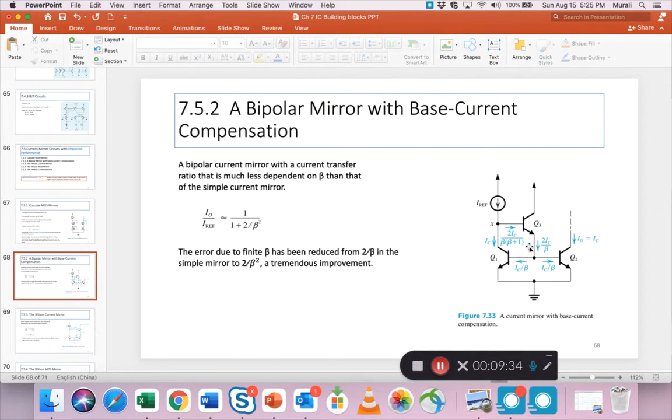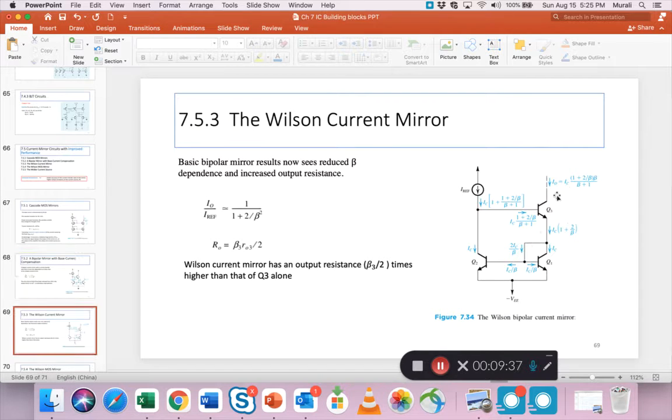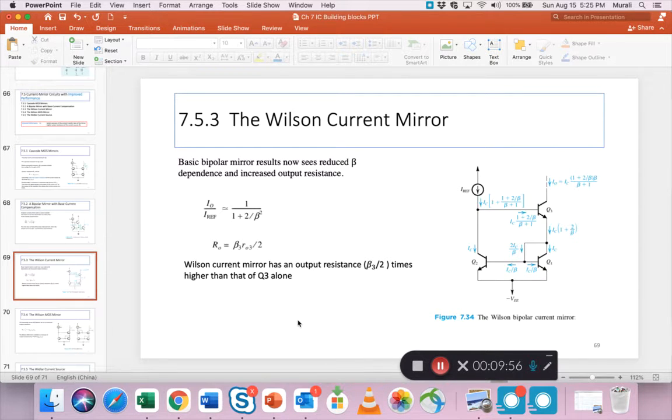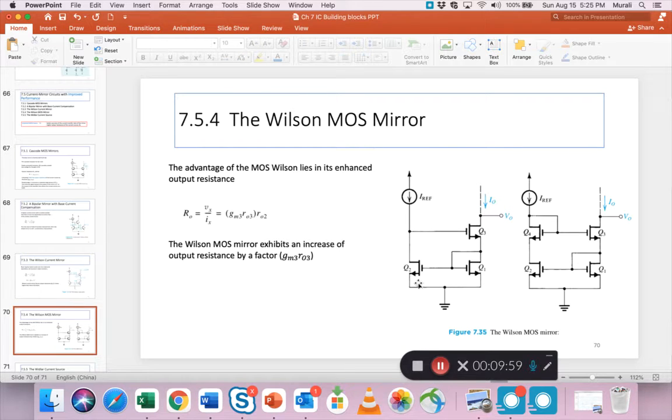Then we have one more connection called the Wilson current mirror. Instead of having the third transistor connected like this, here you can connect it like this, and you achieve the same benefit, and apparently the other benefit is the output resistance also increases. Okay. There's another variation of the Wilson mirror. So this is also a Wilson mirror for BJTs. This is a Wilson mirror for MOS. Same idea. Bring one more transistor or bring two more, then it looks almost like the cascode version. But nevertheless, in each case, you are improving the output resistance by this factor.